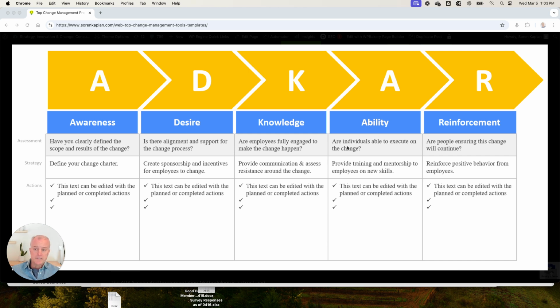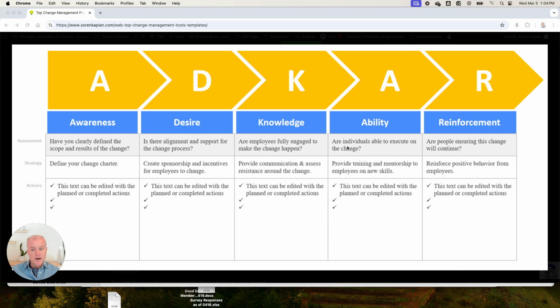So awareness. How do you help people understand the scope of the change, why it's important, what is going to happen, and the importance of the change itself? You can have a burning platform, in terms of if you don't change, these are the things that might happen that are negative, or you can have a vision that helps you move towards a change because of all of the positive benefits of it.